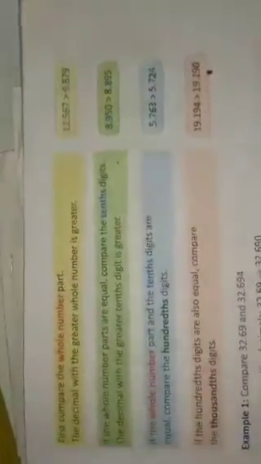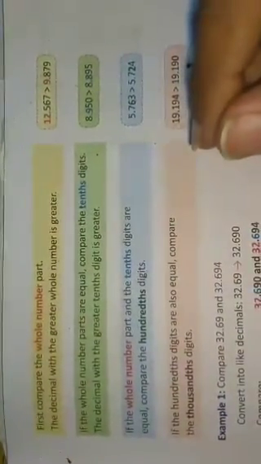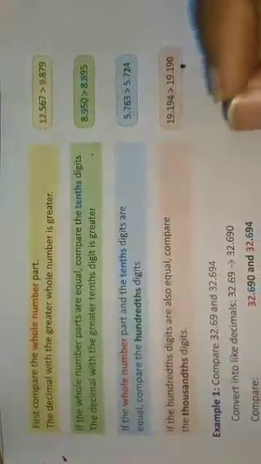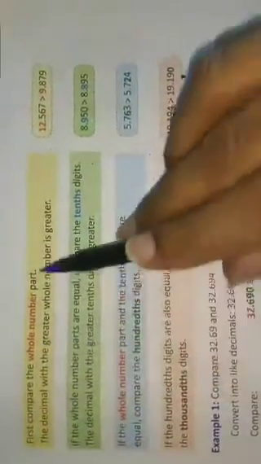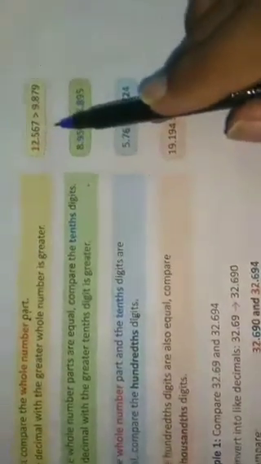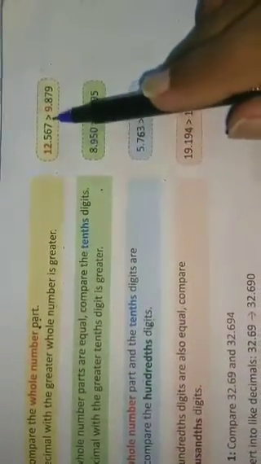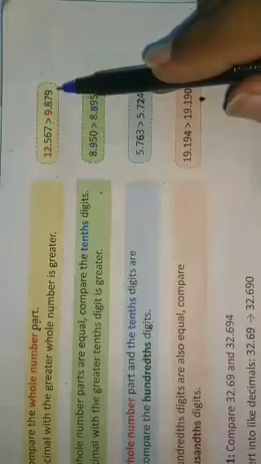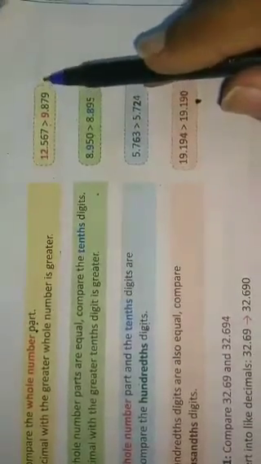Here the topic is comparing and ordering decimals. It means you will compare and order them. So look at what has been given here. When you want to compare the numbers, which steps will you follow? First compare the whole number part. The decimal with the greater whole number is greater. Here the first number given is 12.567, and another number given is 9.879.